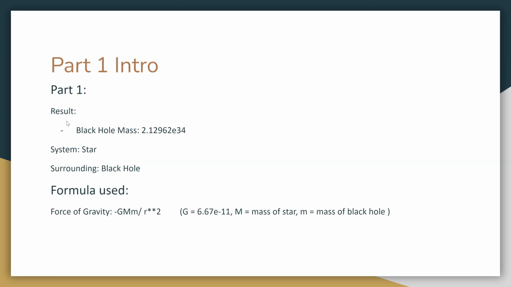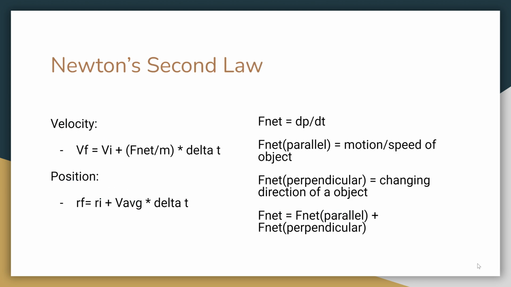Part 1 Intro. The resulting black hole mass that I found using my Part 1 computational coding was 2.12962 times 10 to 34. And my system in this case was the star and the surrounding was the black hole. Formula used: force of gravity, which is negative G times big M times little m over r squared. And G in this case is 6.67 times 10 to the negative 11. Big M equals mass of star, little m equals mass of black hole.